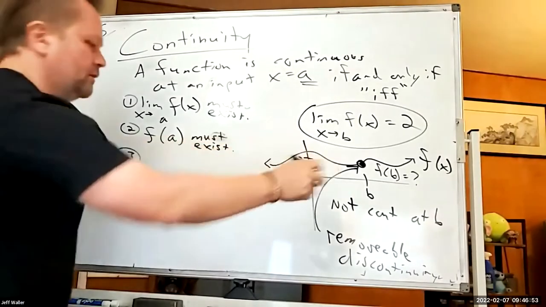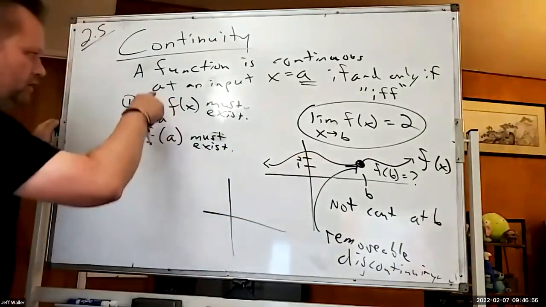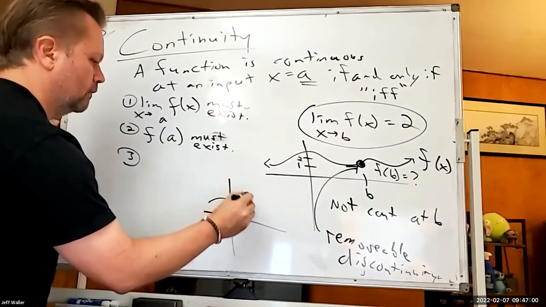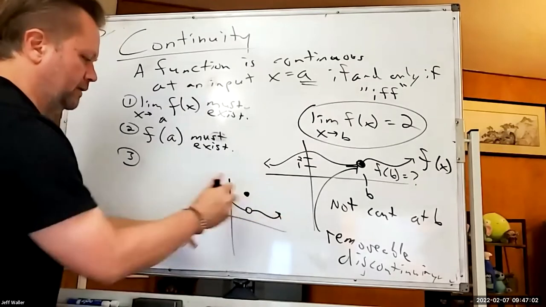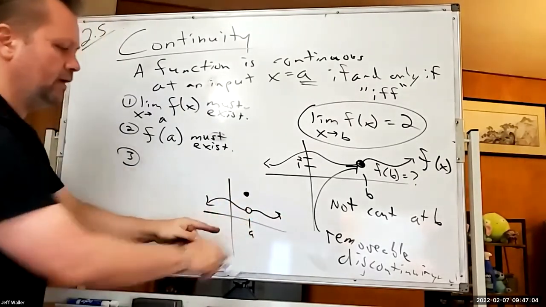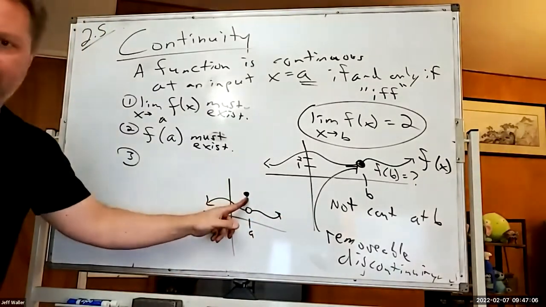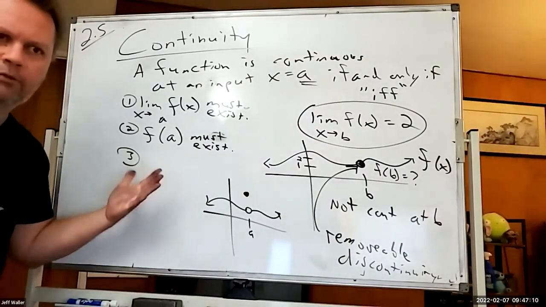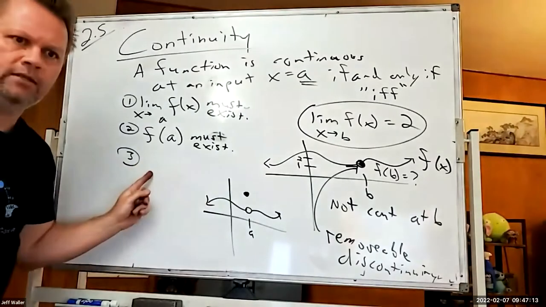And then of course, so watch this. What I've written so far, this seems like it would be good because the limit exists. Yes, the limit exists at A. Does f of A exist? Yes. But why is this discontinuous? There's one more requirement that I need.